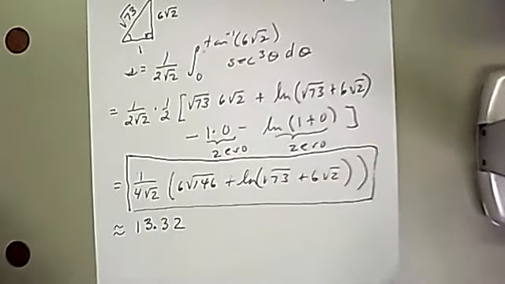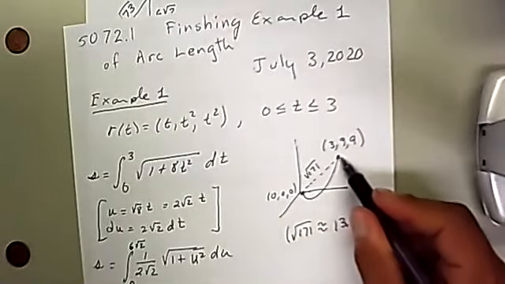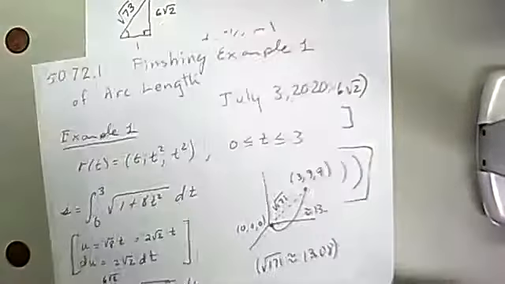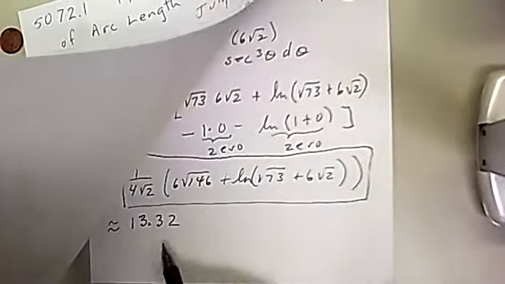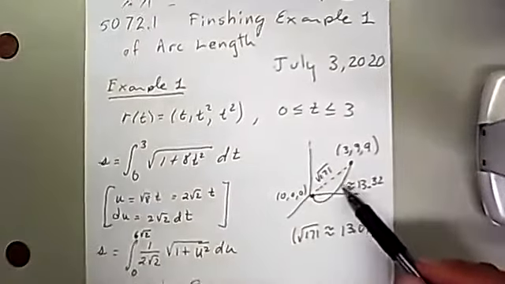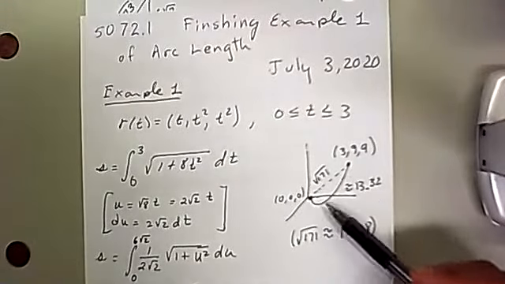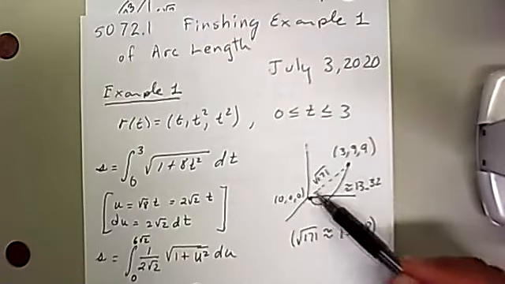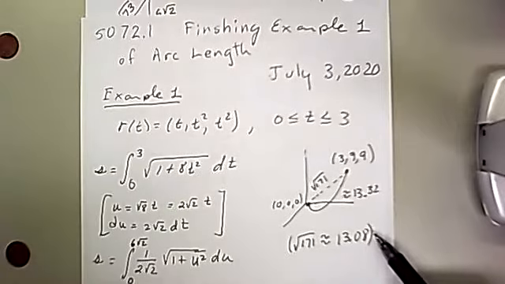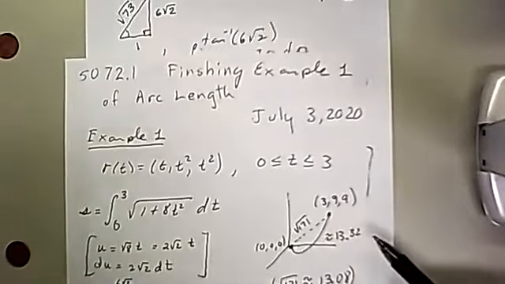We have established in the previous video, so this is what is going on. We want to find the actual length here, which is about 13.32. And we had mentioned in the previous video that this length of the arc has to be bigger than the straight distance across. The straight distance across is about 13.08, and we found that this length is about 13.32, which makes sense.